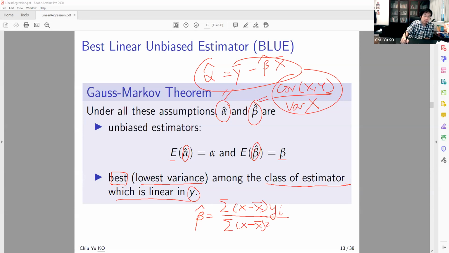So that means this estimated beta is a function of y, because this is a coefficient. Everything is linear in y. So you can consider any estimator linear in y. Can you get it better? Then the answer is Gauss-Markov said you cannot. In the days when there was no computer, people probably wanted linear, and linear in y is actually the best.